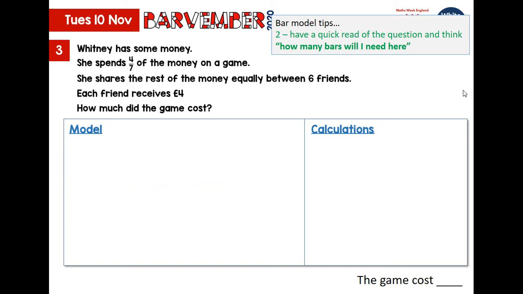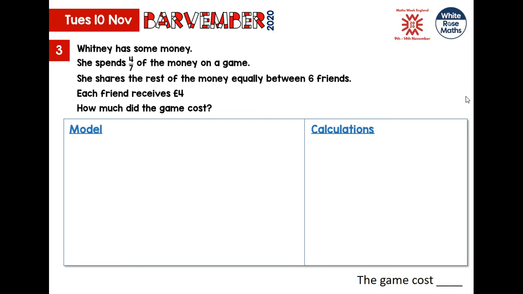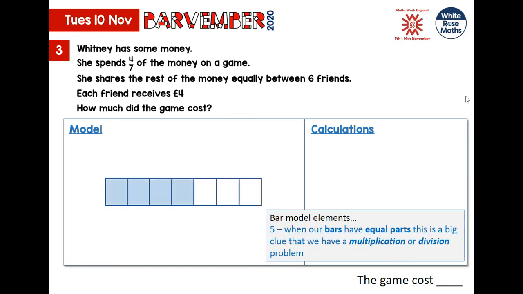Question 3. Now, to be honest, I'm not a big fan of this question 3, and I'll explain when we get to it. But we'll start as usual. How many bars? Now, this is about some money. It's about Whitney's money. So I'm imagining I've got 1 bar here, and I'm going to split it up. And the second line gives me a clue as to how I'm going to split it up. I'm going to split it into sevenths.